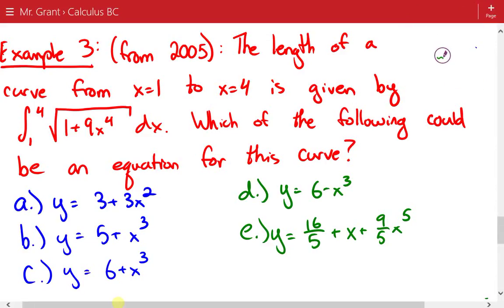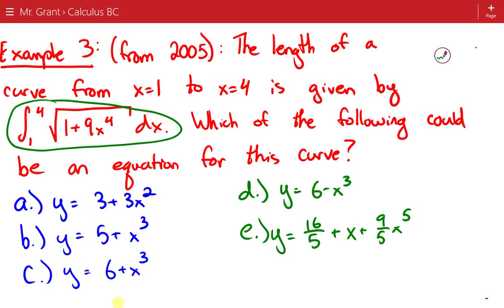So the length of a curve from x equals 1 to x equals 4 is given by our normal arc length formula over here. And then it says which of the following could be an equation for this curve. So you really have to work backwards. It's saying that you had some equation, you took the derivative, you squared it, you created your arc length formula. Now what was that curve?